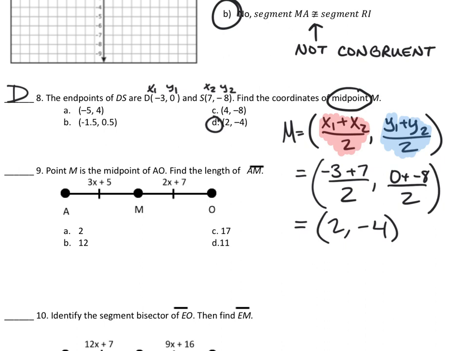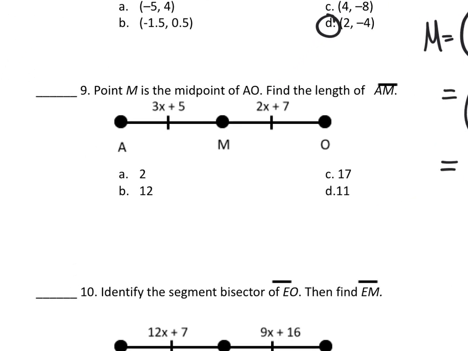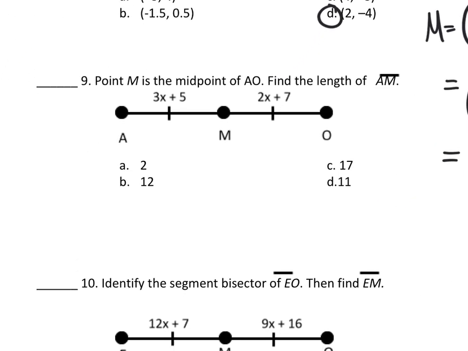Okay. There are going to be 2 keywords in this next problem you would write down for me. Number 9 says, point M is the midpoint of AO. Find the length of AM. 2 vocabulary words. Midpoint and length. Fabulous. All right. We know that M is in the middle. It tells us it's the midpoint.